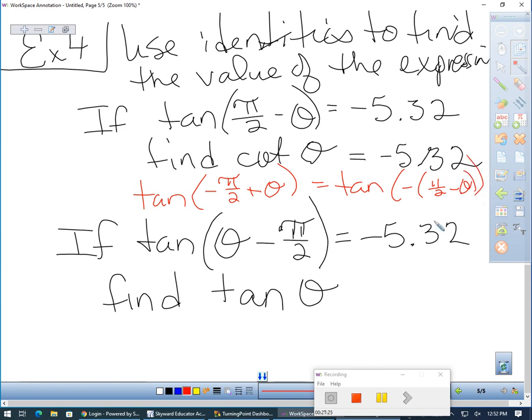And in tangent land, when the negative is on the angle, what happens to the tangent? Does it become negative or does it stay positive? It becomes negative, right? So now I have a negative tangent. And how is that going to change our negative 5.32? It's going to make it positive, right? So we're combining the two rules or identities together. All right. So we only did that because we have to find tan again? Well, if we did cotangent, it's going to be the same thing because cotangent also becomes negative.